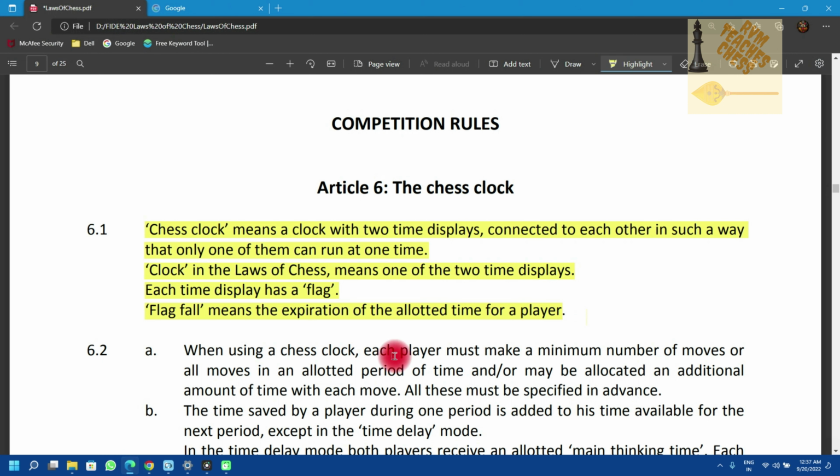A chess clock means a clock with 2 time displays connected to each other in such a way that only one of them can run at one time. Clock in the laws of chess means one of the 2 time displays. Each time display has a flag. Flagfall means the expiration of the allotted time for a player. So here, a flagfall means nothing but you have run out of time. Once you have run out of time, you lose the game.